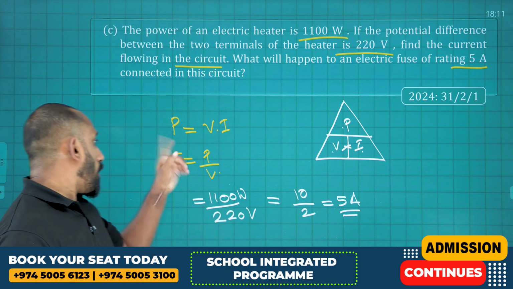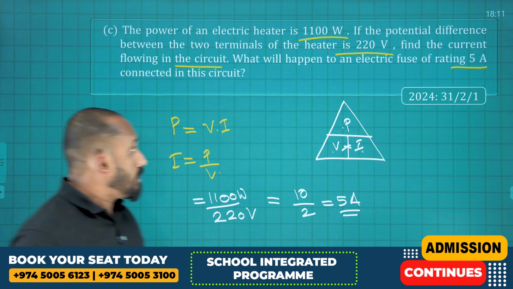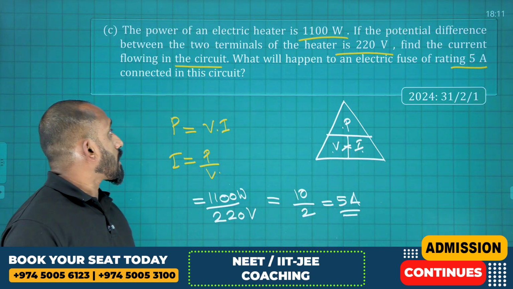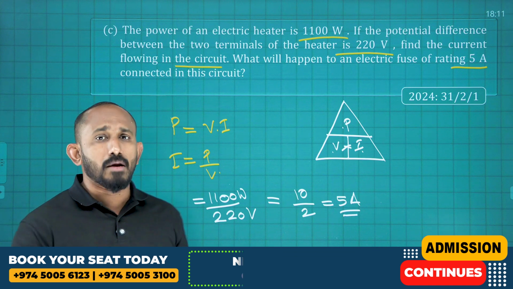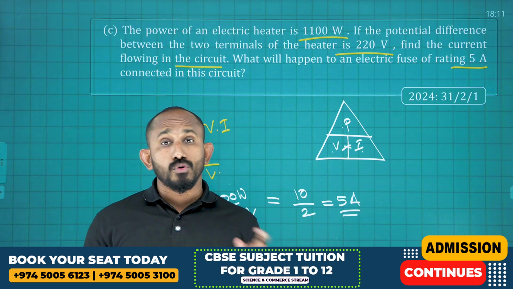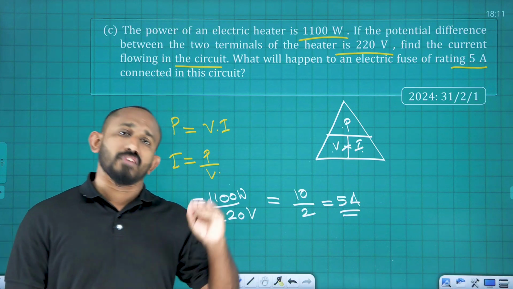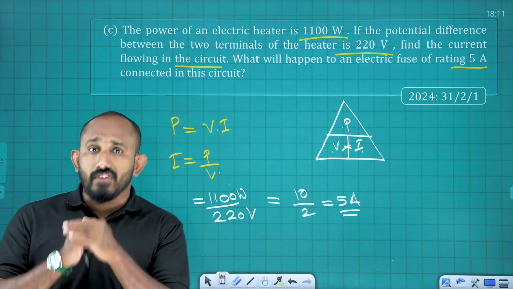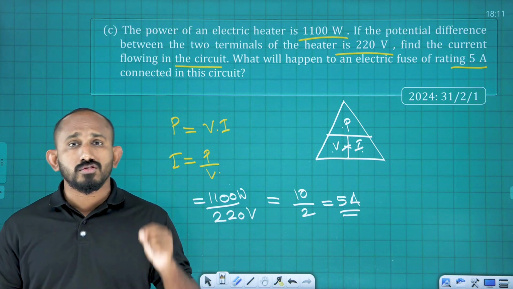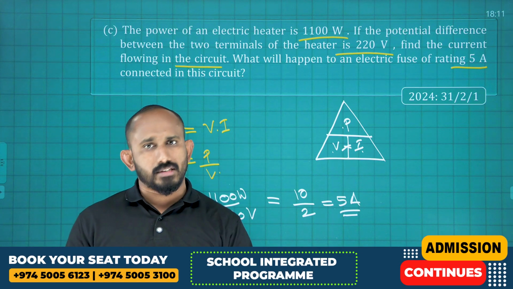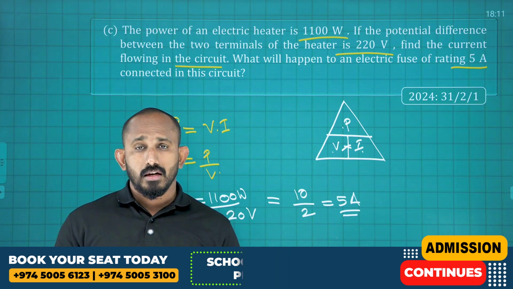You got it? Now, it's given, what will happen to an electric fuse of rating 5 ampere connected in this circuit? So a 5 ampere rating fuse is connected. So the maximum current allowed by the fuse will be 5 ampere. So 5 ampere it can pass through. But normally if the device needs 5 ampere current, then the fuse selected should be a little bit higher rating. More than 5 should be selected. Then only the device can work.